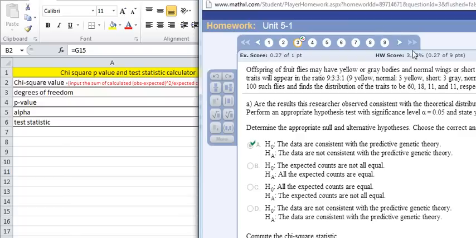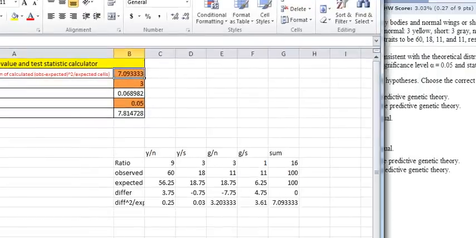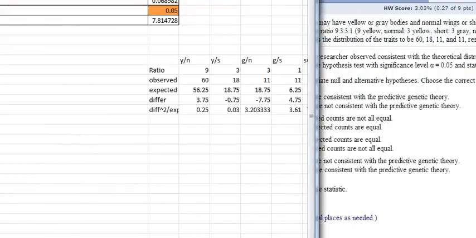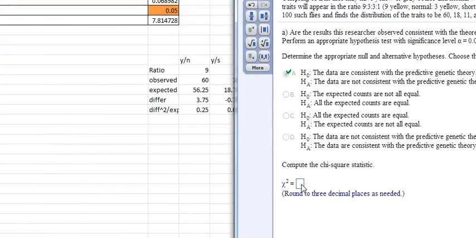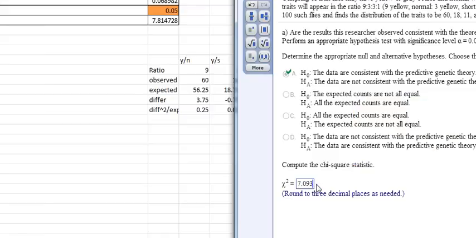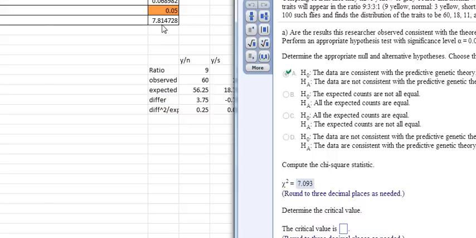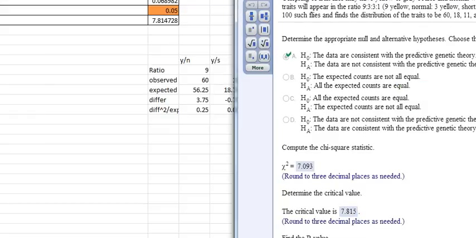So when you come in to finish the problem up, I've done this problem a bunch of times, let's see if I can enter it right this time. The chi-square value that we got was 7.0933. Check answer. Round to 3 decimal places. The critical value is 7.815. I'll check the answer. Okay, the p-value, I can't see what it's doing.